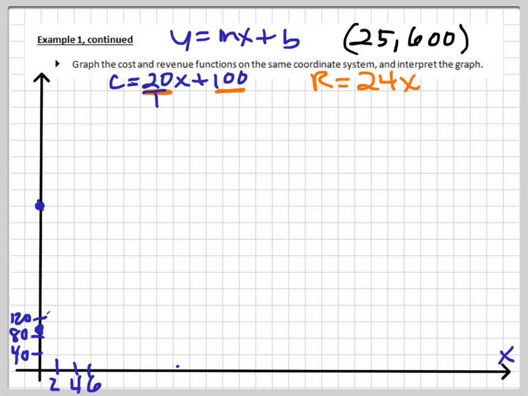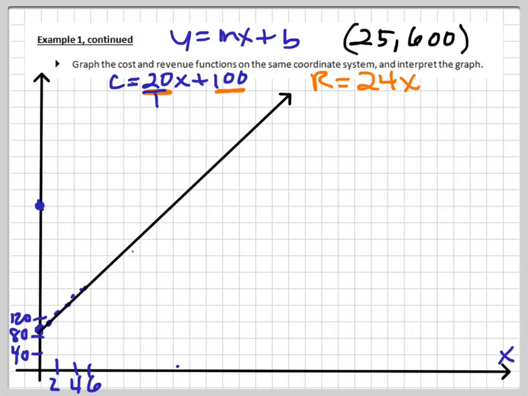Whoops. Over 1, up 20. Over 1, up 20. And you can kind of get the idea there. Once you have enough points to give you a feel for this, you can just draw in a line. The other thing you can do is check and make sure that at least that break-even point is represented.